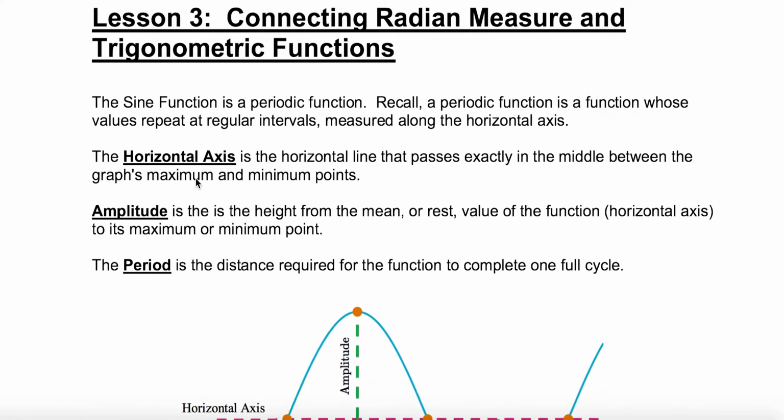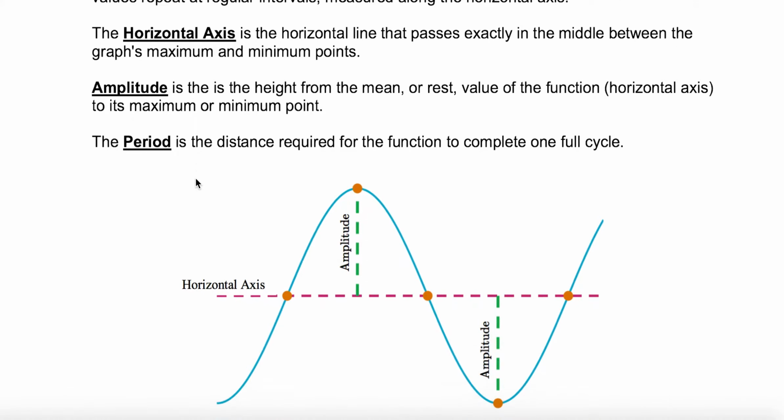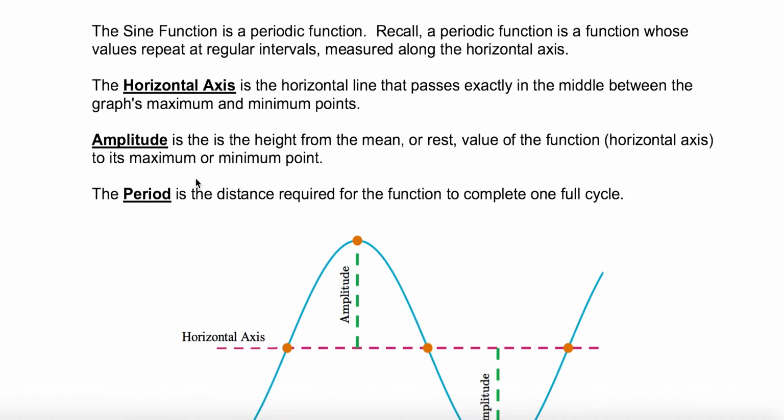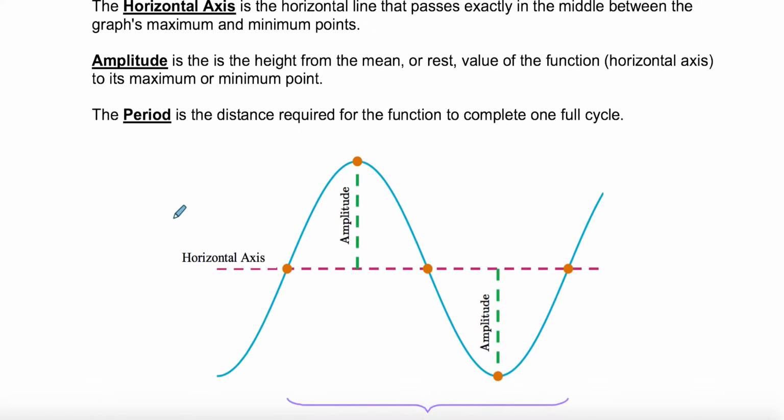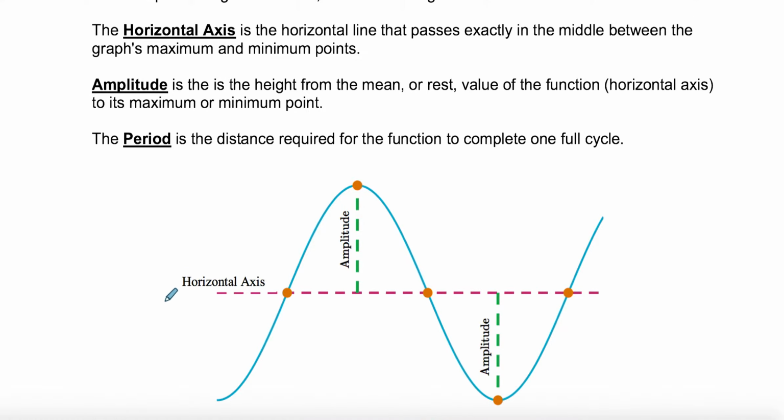The horizontal axis. If we're looking at a periodic function, and we are really going to focus on the sine function, mostly because the curriculum for this course states that we would focus mostly on the sine function. As an example down below, we have a horizontal axis. The horizontal axis would be the axis that cuts this function in half vertically.